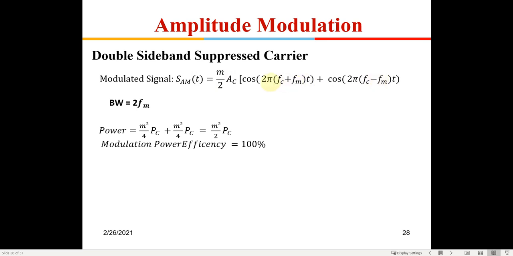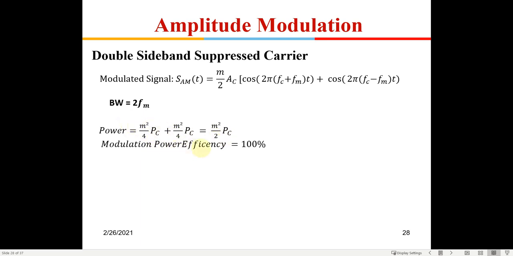Now I am not transmitting the carrier signal separately, so the bandwidth is 2 fm, but the power is now Ac squared m squared by 4. That one Pc which was available here, another additional Pc, that is removed here. If you go back to that slide, you will realize that there was one Pc factor there, that has been removed. So Ac squared m squared by 4.